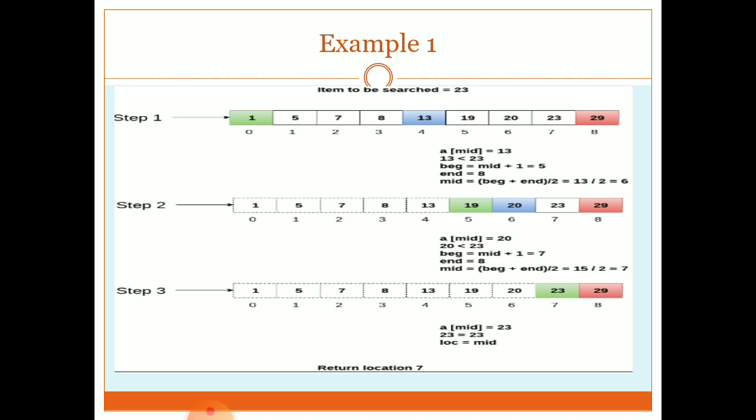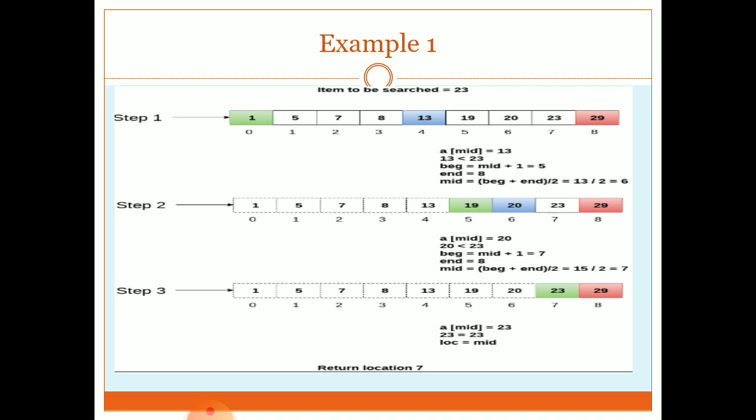Correct? So again I will compare 20 with 23. Now I know that 20 is less than 23. That means now I want to check the right hand side part of the middle element. So 23 is not matched with 20. So now I will remove the tag from the end, that is position 8 with 29, and I shift it over to 23.